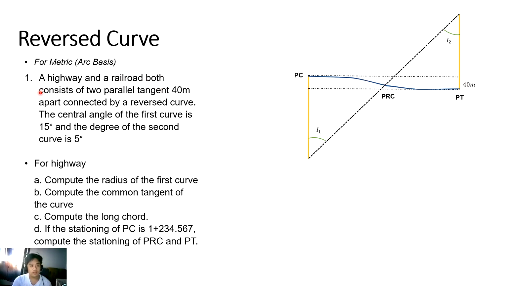So, the first given problem is a highway and railroad both consist of two parallel tangent 40 meters apart connected by a reverse curve. The central angle of the first curve is 15 degree and the degree of the second curve is 5 degree. So, for the highway, compute the radius of the first curve and compute the common tangent of the curve, then compute the long chord, and if the stationing of PC is 1 plus 234.567, compute stationing of PRC and PT.